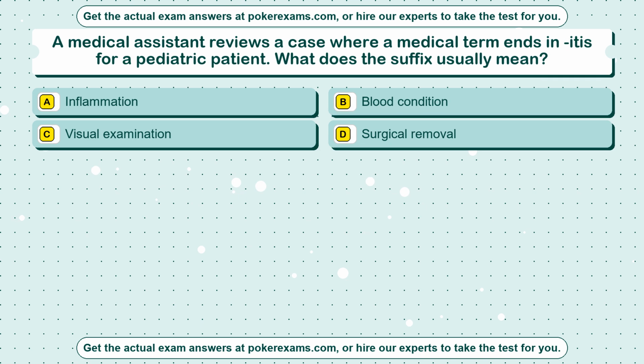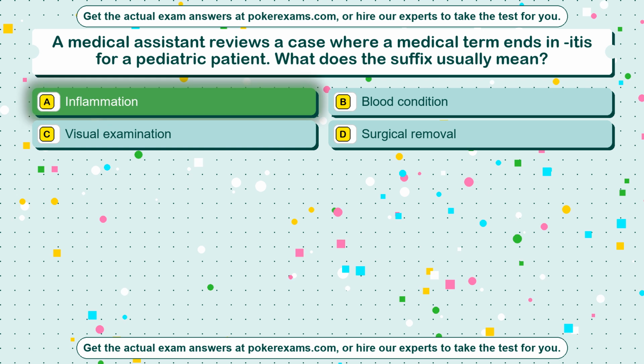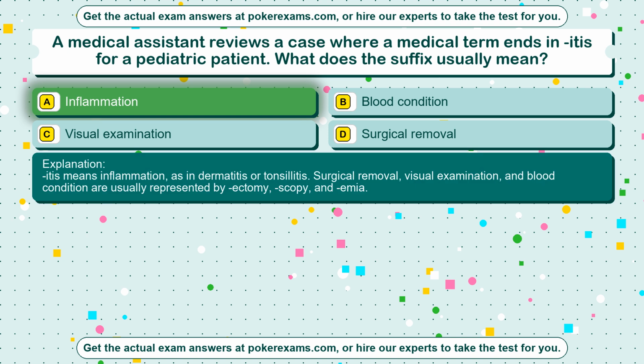Question 57. A medical assistant reviews a case where a medical term ends in itis for a pediatric patient. What does the suffix usually mean? Option A, inflammation. Option B, blood condition. Option C, visual examination. Option D, surgical removal. The correct answer is option A, inflammation. Itis means inflammation, as in dermatitis or tonsillitis. Surgical removal, visual examination, and blood condition are usually represented by ectomy, scopy, and emia.